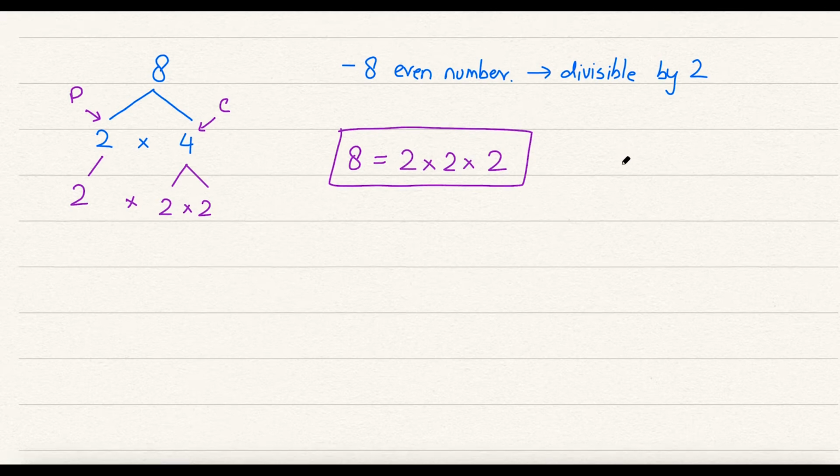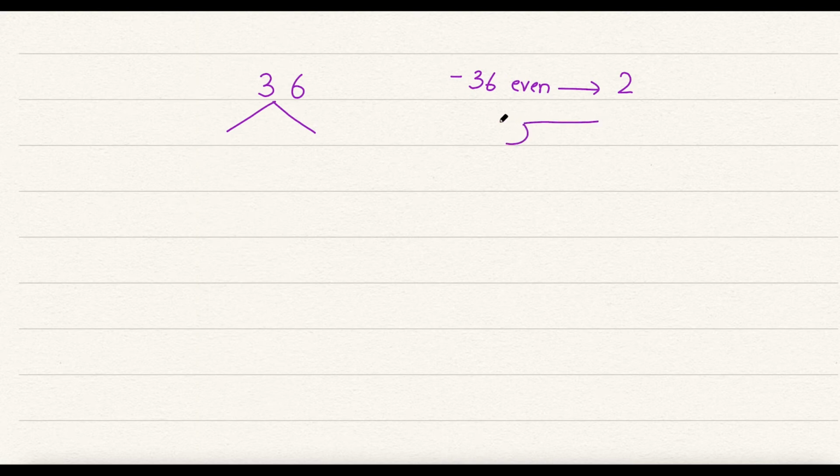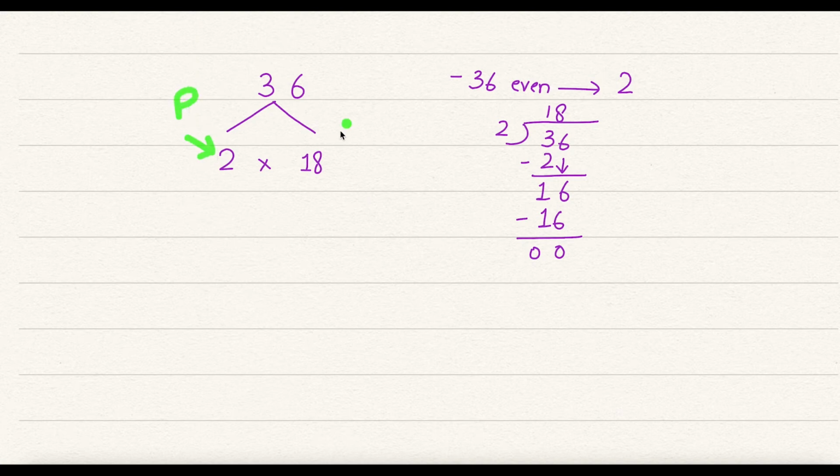Let's look at another example. Let's express 36 as a product of prime factors. Let's make 2 branches. Since 36 is an even number, it is divisible by 2. If you divide 36 by 2, you will get 2 times 1 is 2, 3 minus 2 is 1, you will copy 6. 2 times 8 is 16, 0 and 0. 2 times 18 is 36. Here 2 is a prime number, but 18 is not a prime number. You will branch 18 out.